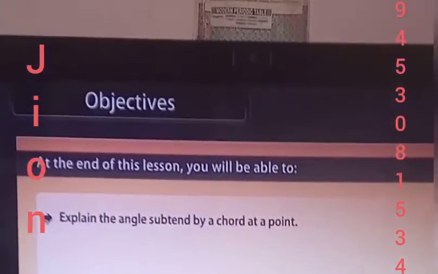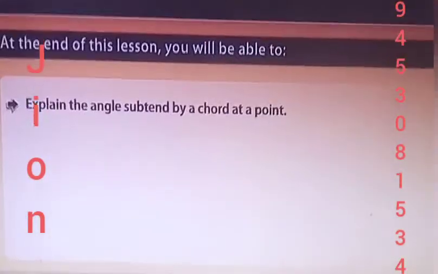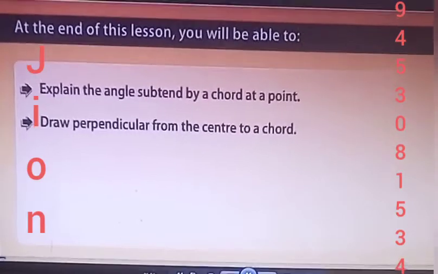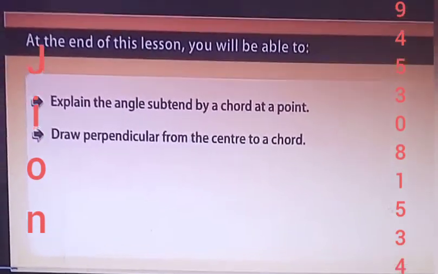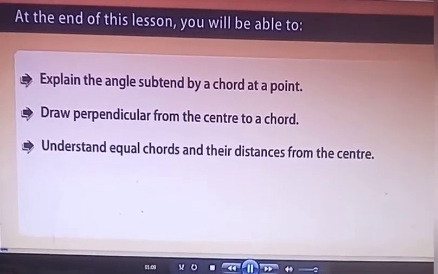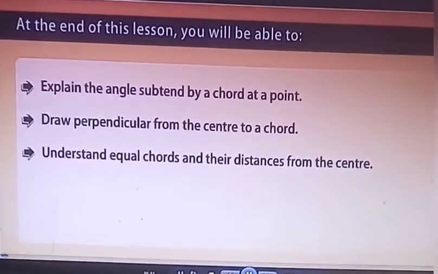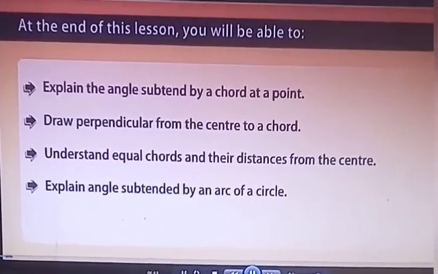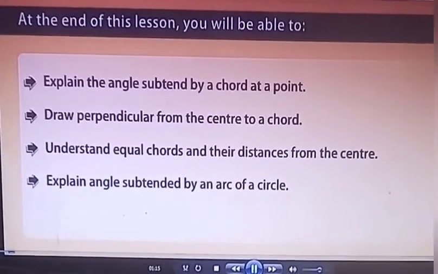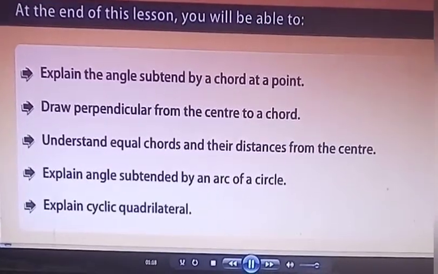Explain the angles obtained by a chord at a point. Draw a perpendicular from the center to a chord. Understand equal chords and their distances from the center. Explain angles obtained by an arc of a circle. Explain cyclic quadrilateral.